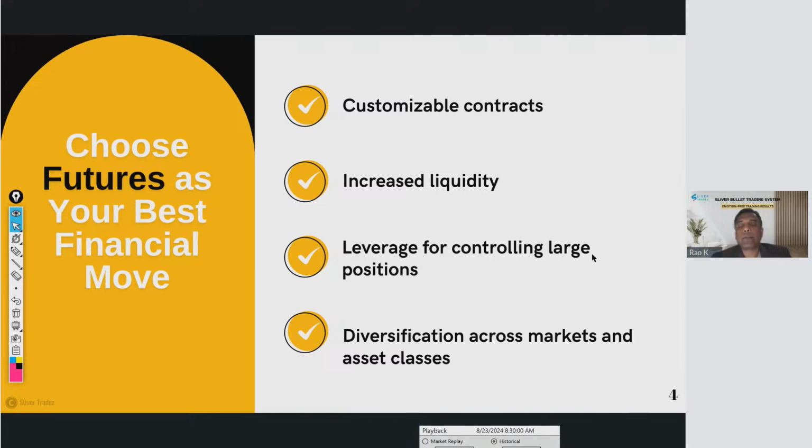With futures, you can control large positions. With just one contract, you can control 100 shares of a particular ETF. So it gives you a lot of leverage, meaning with a small move you can make a good amount of money, which also means that if you are wrong, with a small move you can incur a good amount of loss as well. But leverage is important, and that's what gives futures its attractiveness. Futures are also diversified across markets and asset classes, which is why it's attractive.